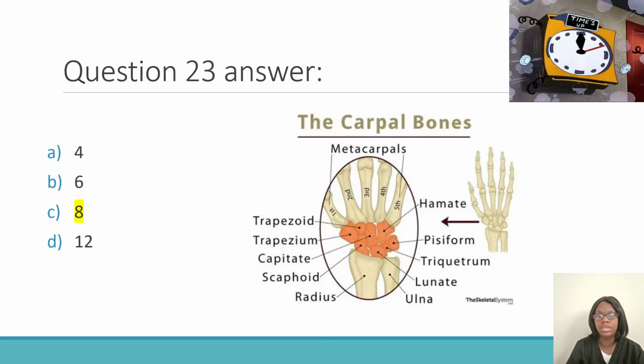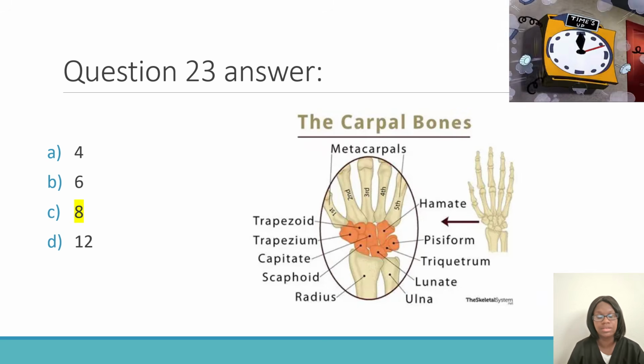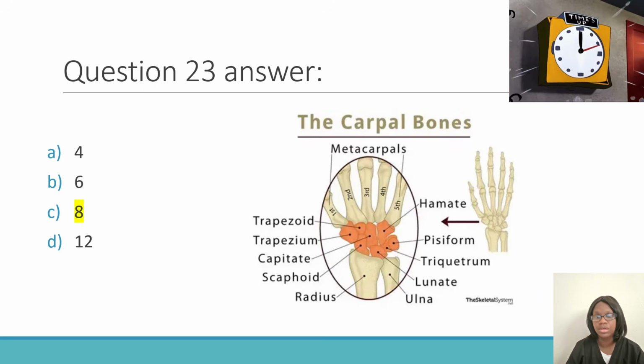These bones are called the trapezoid, trapezium, capitate, scaphoid, lunate, triquetrum, pisiform, and hamate bone. If you see the arrow pointing to the radius, that's part of your forearm, and the ulna. So that's how I showed you which bones are the carpal bones.